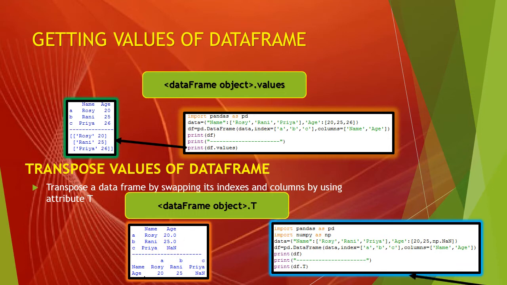See here, the data frame is printed. The row labels are A, B, C and the column labels are name, age. But after transposing, you see in the output the row labels are placed into the column labels and the columns are exchanged into rows. So transpose is nothing but just swapping the rows and columns.